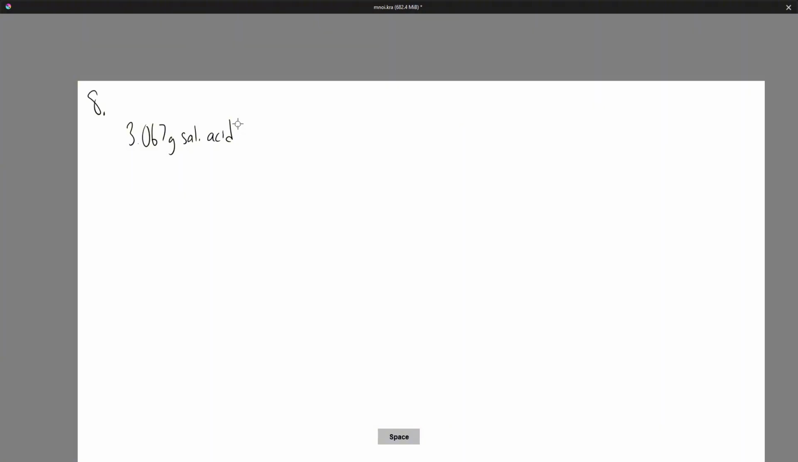Okay, so this is a limiting reactant problem, which means we use stoichiometry again. So we start off with each reactant. We're given 3.067 grams of salicylic acid. I'll write it like this: sal acid, because I don't want to write all that. So we want to convert that into the number of grams of our product, which is aspirin.